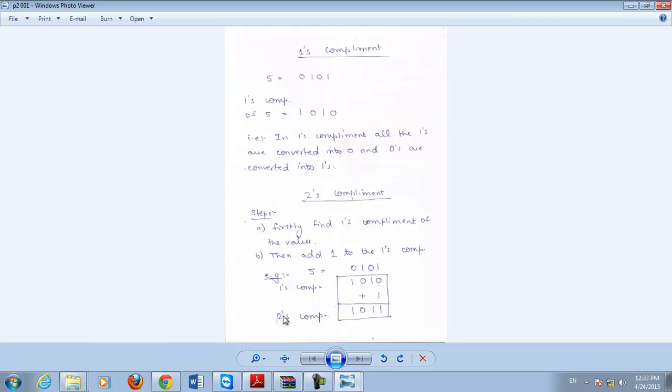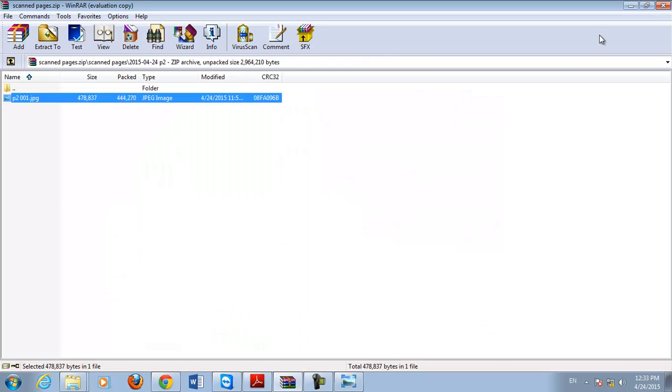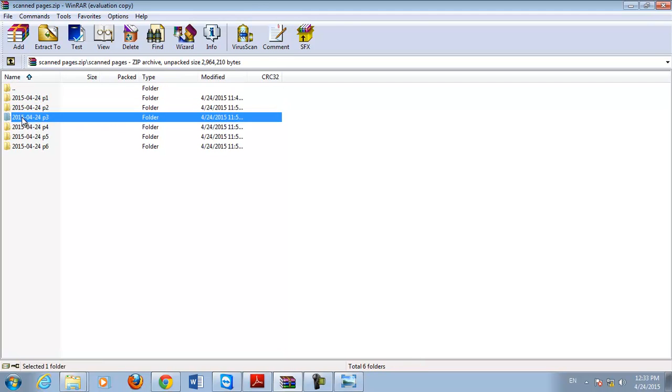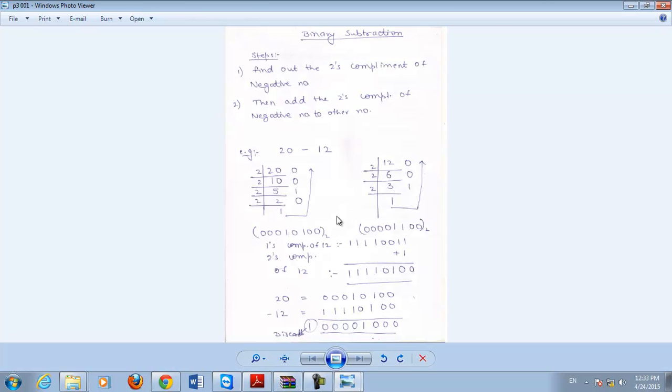After this, we will do binary subtraction. Now, to find out the binary subtraction, 2's complement can be used. You can see here with an example, if you find out 20 minus 12, to find out the binary subtraction, first of all you have to find out the 2's complement of the negative number. In this question the negative number is 12. Then you have to add this 2's complement of the negative number to the other number.